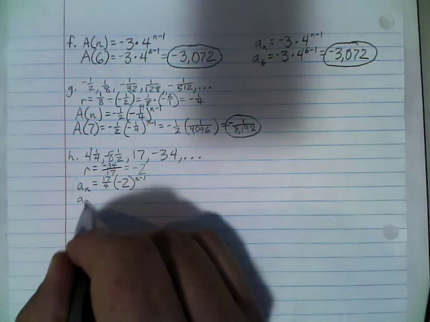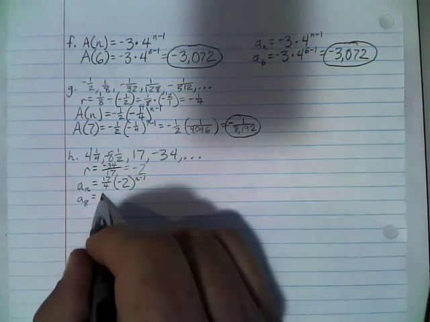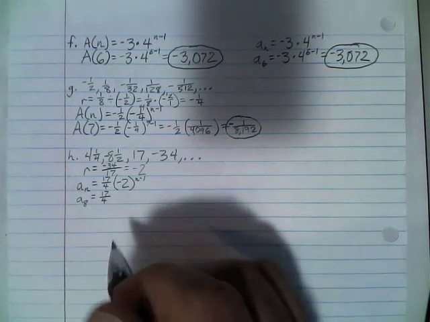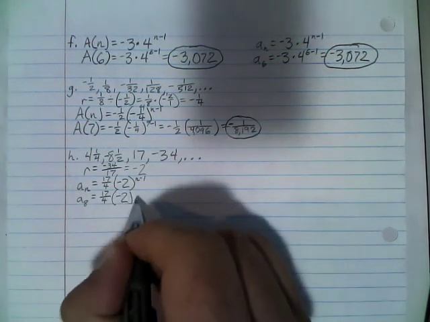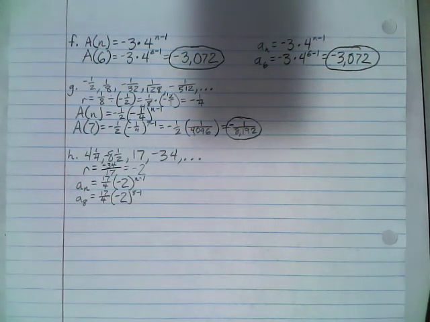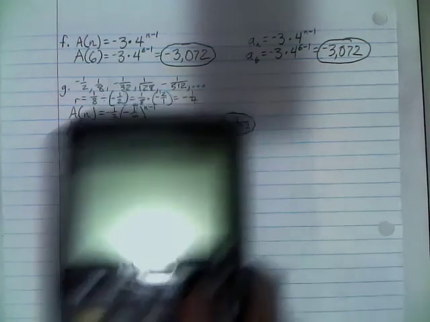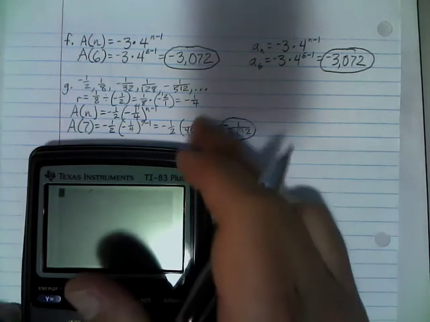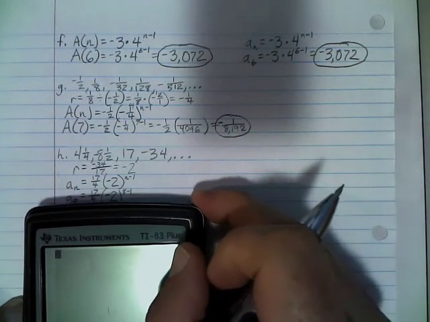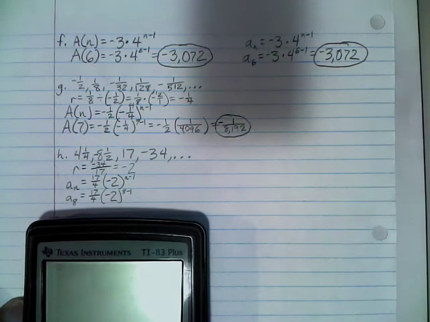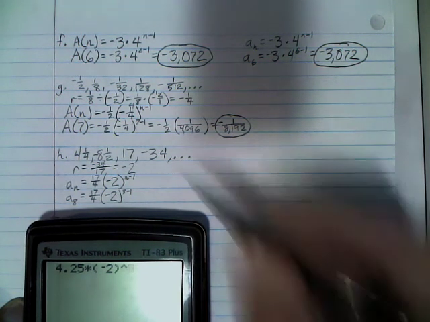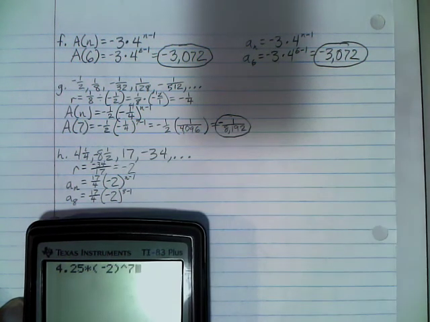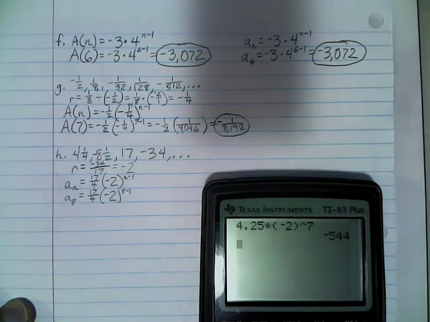So to find a sub 8, this will be 17/4 times a negative 2 to the 8 minus 1 power. So 17/4 is really 4 1/4, so we know that's 4.25 times, and again, I need the parentheses there because of the negative, and then the power 8 minus 1 will really be 7. So multiply that together, and gotta move my calculator over. Negative 544.